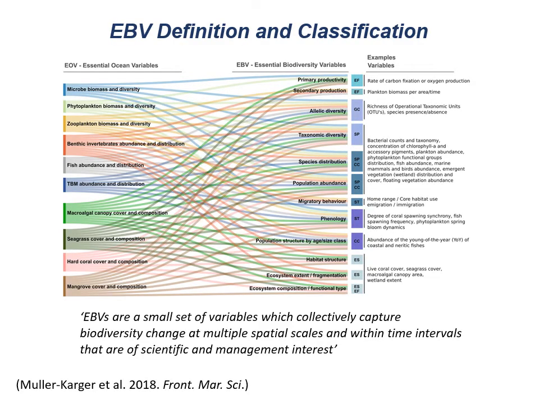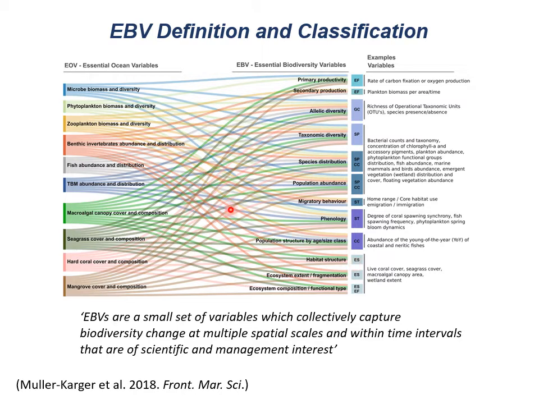So a useful definition of essential biodiversity variables comes from Muller-Karger's paper in 2018, and they define EBVs as a small set of variables which collectively capture biodiversity change at multiple spatial scales and within time intervals that are of scientific and management interest. And here's a figure from that paper which nicely illustrates the relationships between EOVs, or essential ocean variables, and EBVs, and each of the 6 EBV classes.